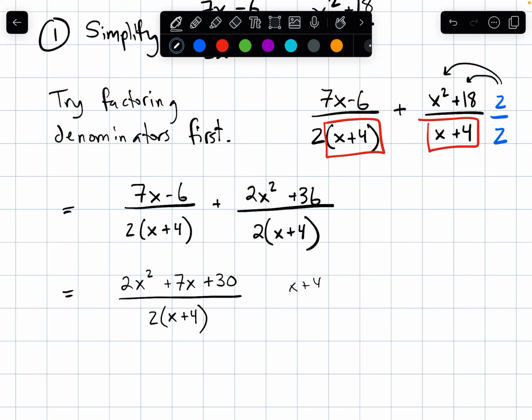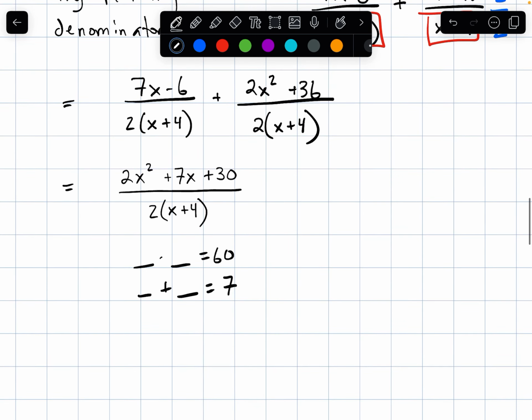Because if I factor this, and let's say I ended up with an x plus 4 on top, well, then I know the x plus 4 and this x plus 4 would cancel, right? So I want to always test to see if I could factor, because something might be able to cancel out. We're not quite sure yet. So if I look at this numerator, I can say, well, 2 times 30 is 60. So I'm looking for two numbers that multiply to be 60, but also add up to be 7.